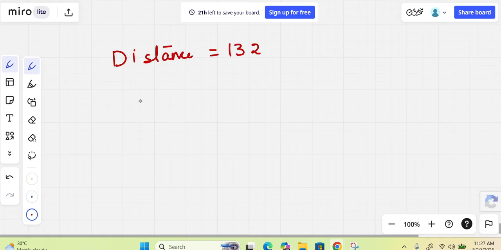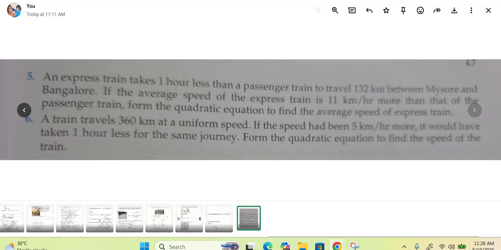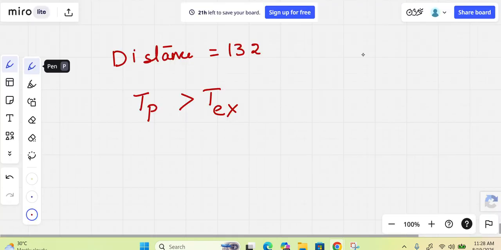Will the time taken by the passenger train be greater or the time taken by the express train? Which will be greater? Express train, right? No, sorry, passenger train will be greater because the passenger train is slower. Passenger train will be very slow. Suppose they are going from Mysore to Bangalore. If the express train is taking 1 hour, the passenger train will take 2 hours. So that is why it's important.